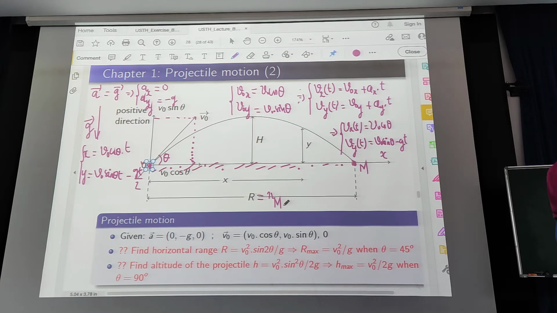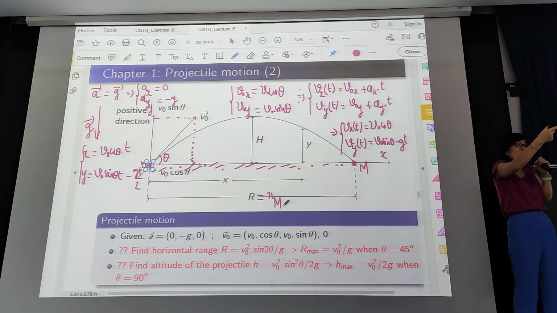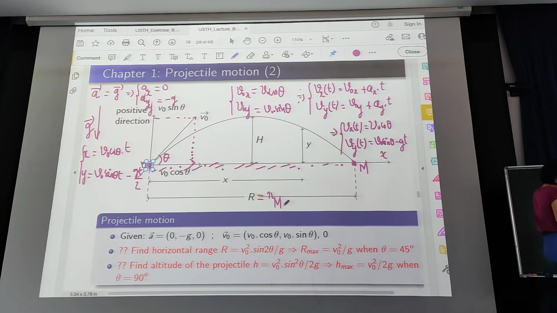Right, very good. So based on this, you can get the information for the time t. Excellent. So he said that at this point, the position along Y is 0. So you have Y at M equal to 0, and then you plug into here. Then you have V0 sine theta multiplied by t at M, minus g t at M squared over 2 equal to 0.